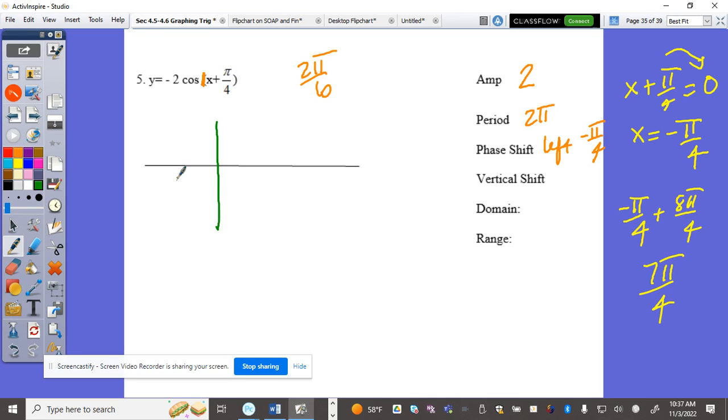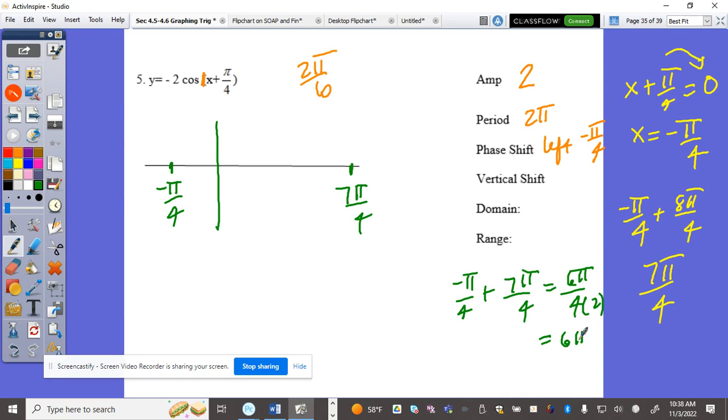So let's graph it here. It will start at negative pi over 4 and stop at 7 pi over 4. That's one full cycle, from negative pi over 4 to 7 pi over 4. And of course, let's get the middle portion: negative pi over 4 plus 7 pi over 4 is 6 pi over 4. But remember, you have to divide by 2, and the fastest way is to put a 2 in the denominator. That gives you 6 pi over 8, which is the same thing as 3 pi over 4. So the middle portion of that is 3 pi over 4.